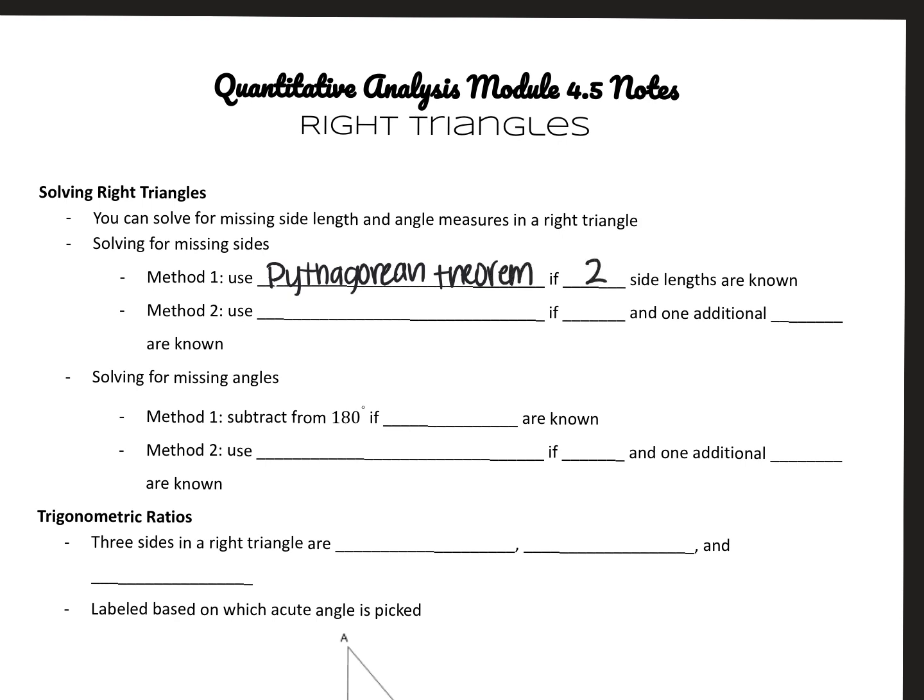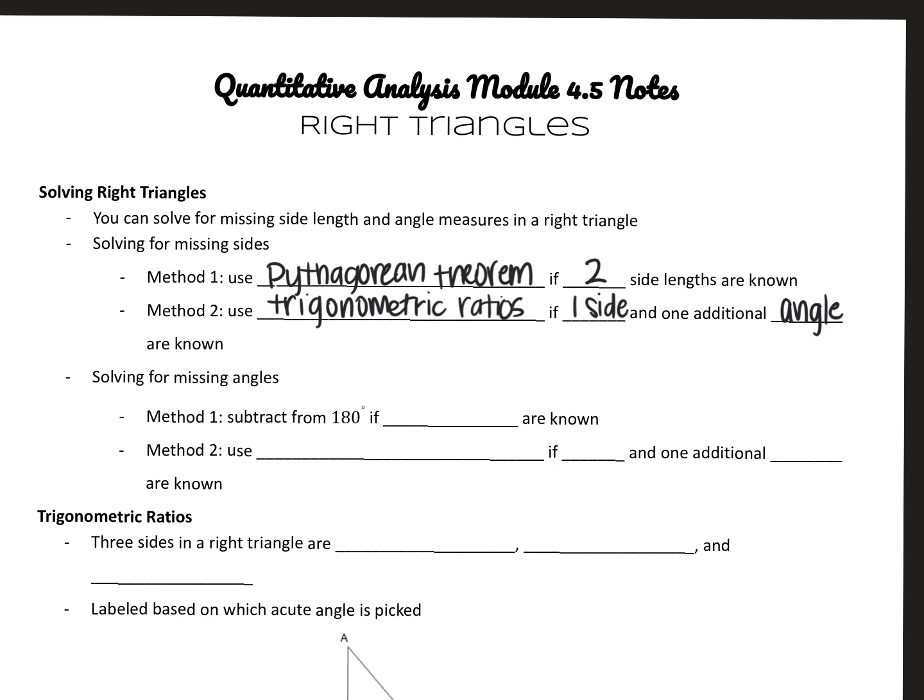If two side lengths are known. So you can only use the Pythagorean theorem if you know two of the side lengths. Otherwise, we're going to use trigonometric ratios if one side and one additional angle are known.